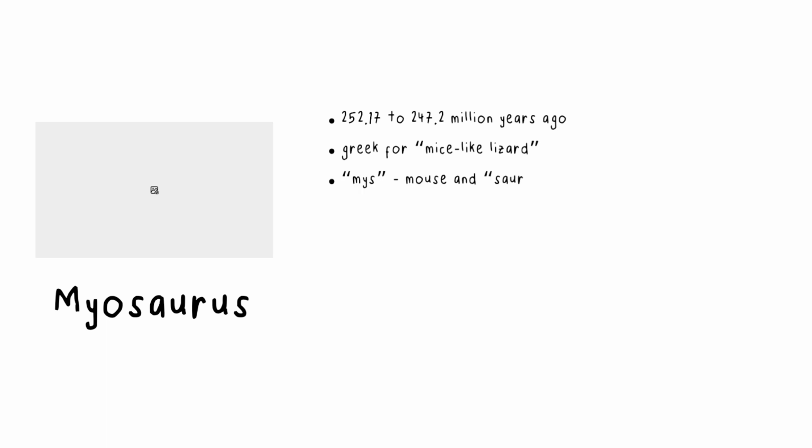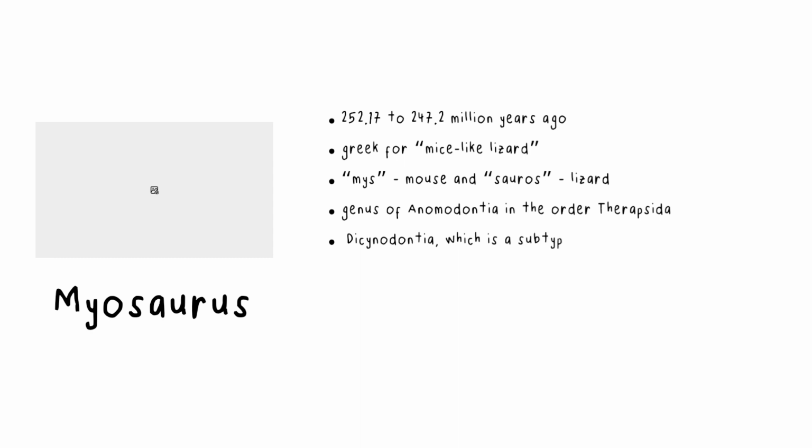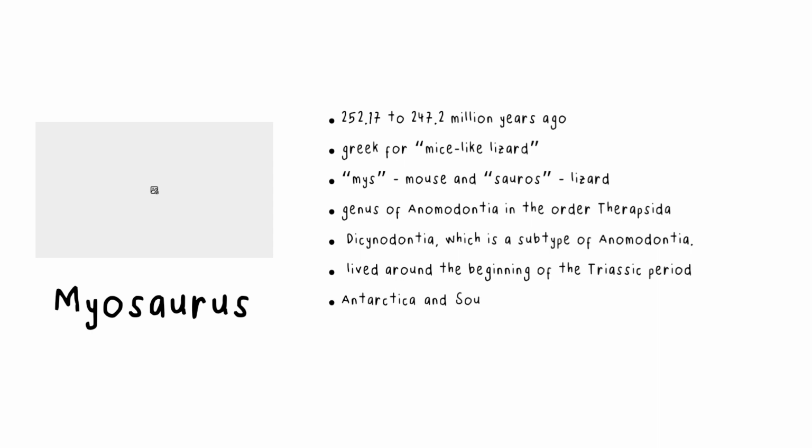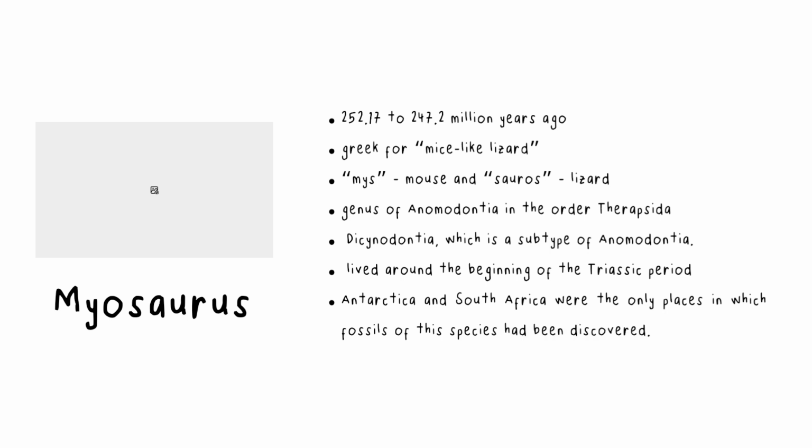Mesosaurus existed 252.17 million years ago to 247.2 million years ago. It means mouse-like lizard in Greek, with mus meaning mouse and sauros meaning lizard, and is a genus of Anomodontia in the order Therapsida. They are also classified as Dicynodontia, which is a subtype of Anomodontia. Mesosaurus lived around the beginning of the Triassic period and was a small herbivorous synapsid. Antarctica and South Africa are the only places in which fossils of this species have been discovered.